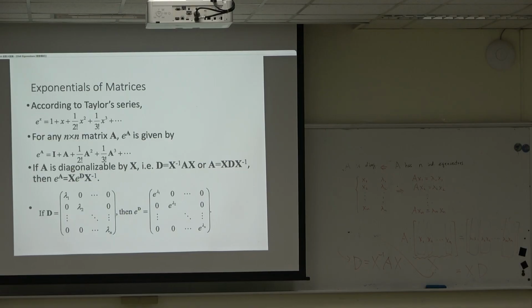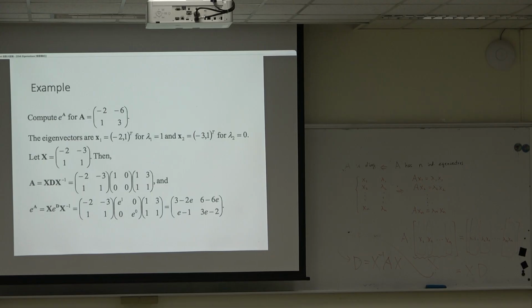And an example here. If you want to compute e to the power of A, where A is like that. So first, the eigenvectors will be -2, 1, and lambda 1 is 1, and negative 3, 1, lambda 2 is 0. So X is like -2, 1, negative 3, 1. Okay, and X inverse is right.